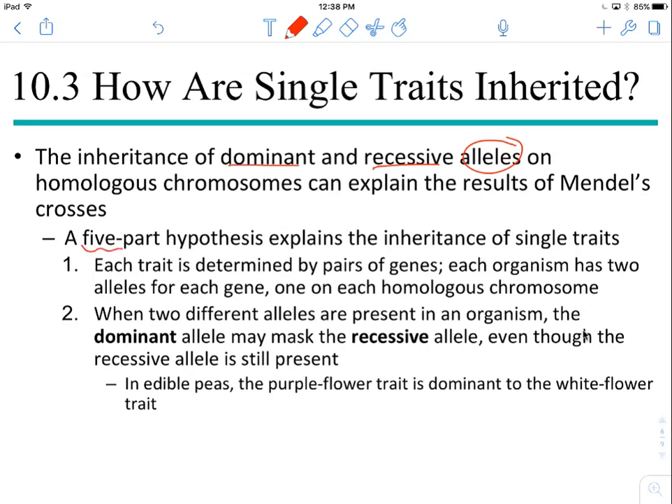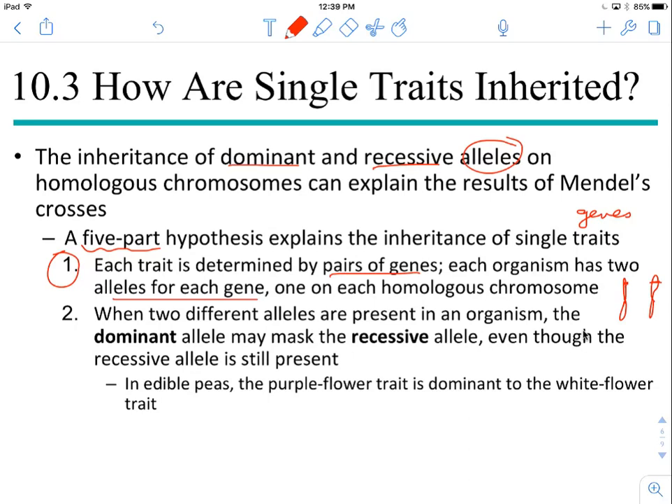So we have a very short 5-part hypothesis that explains the inheritance of these single traits or genes. Okay. So number 1, each trait is determined by a pair of genes. So every organism has 2 alleles for each gene. One is on each homologous chromosome. Okay. So if I have a pair of homologous chromosomes, and remember they have the same genes in the same places on the chromosomes.